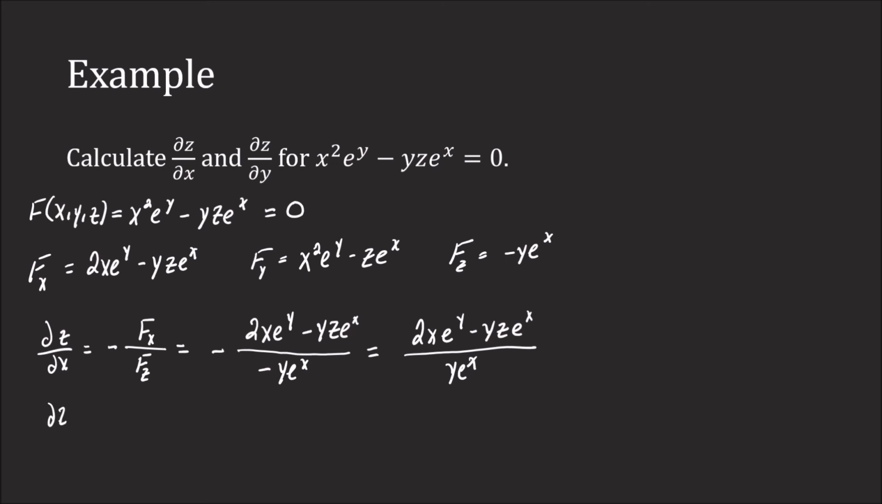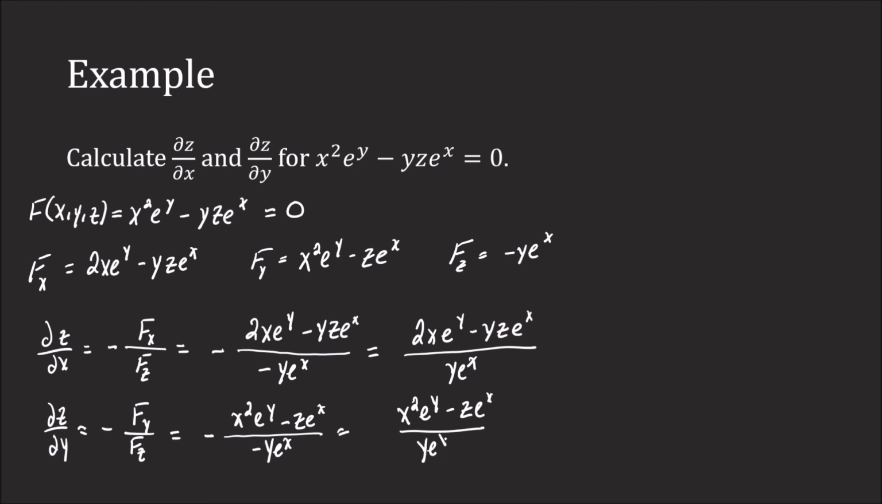So let's look at partial z partial y now. This will simply be negative f sub y over f sub z. So we get negative x squared e to the y minus z e to the x, all over negative y e to the x. And so we have x squared e to the y minus z e to the x, I'm sorry, get rid of that negative, all over y e to the x.